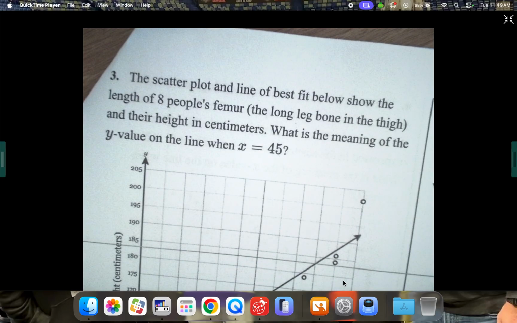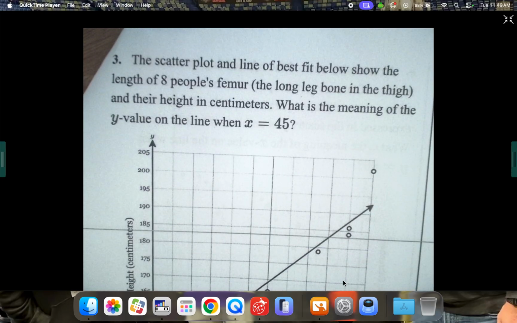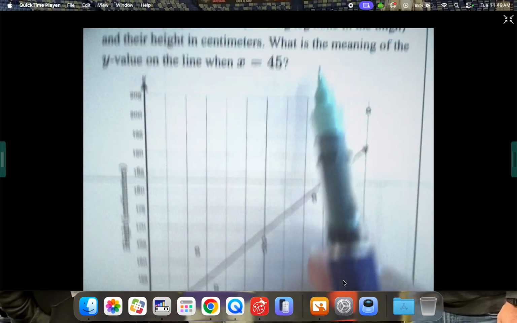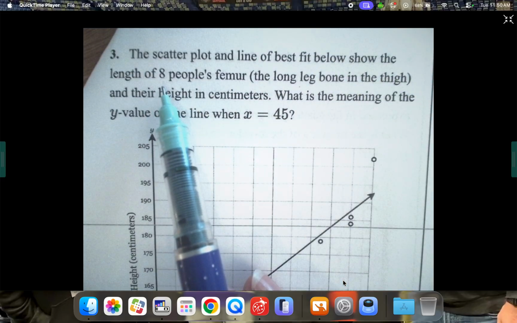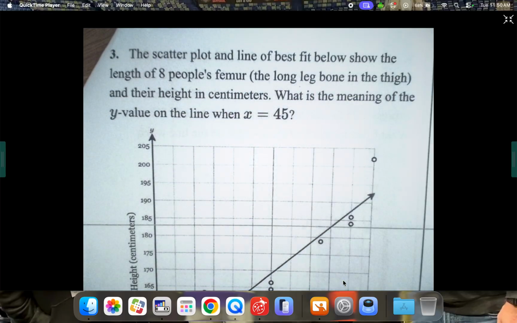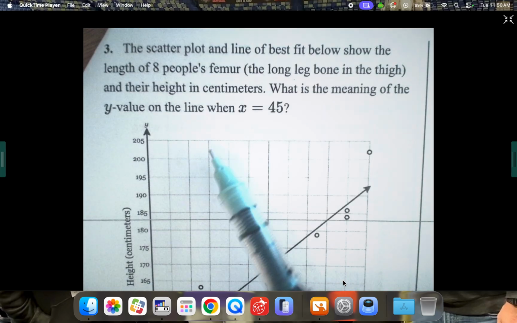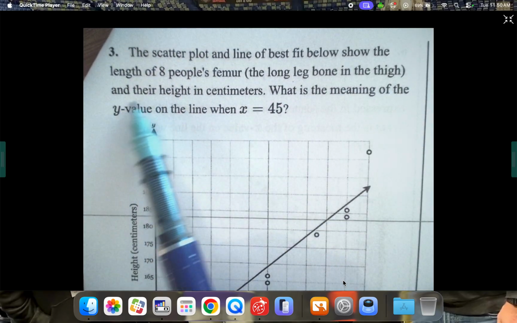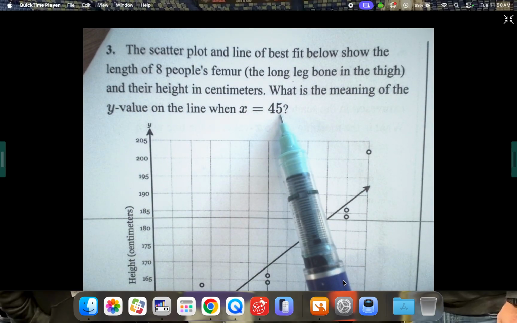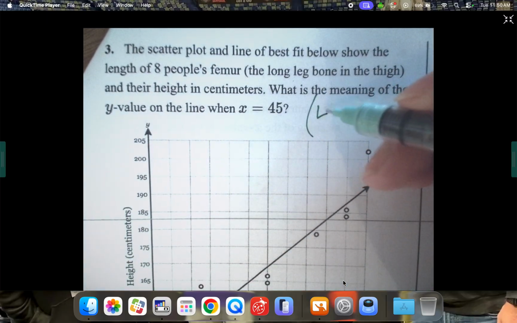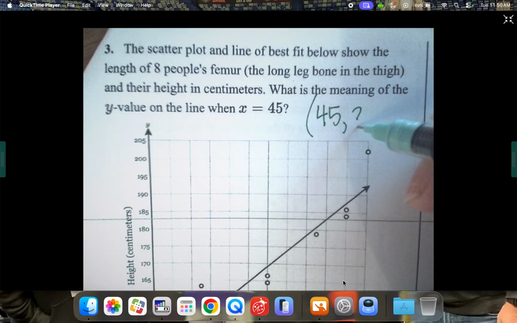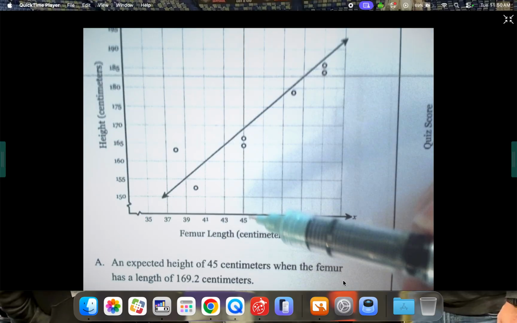Okay, let's turn the page and look at this question. This one says, the scatter plot shows the length of 8 people's femur, which is the long bone in your thigh, and their height in centimeters. So their femur length and their height. They're asking, what is the meaning of the y value when x is 45? So we need to go to when x is 45, and we want to know, what does the y value mean?